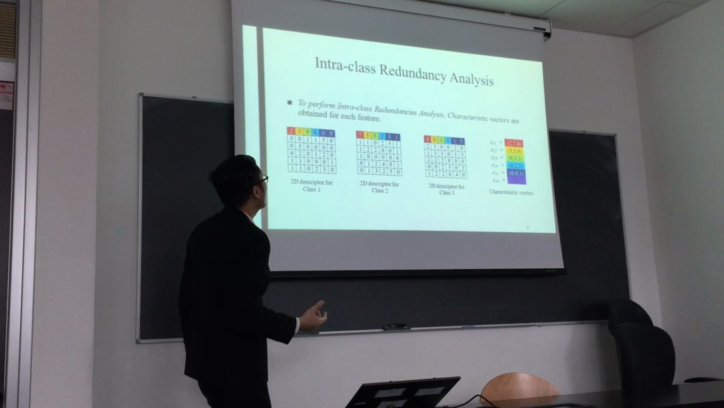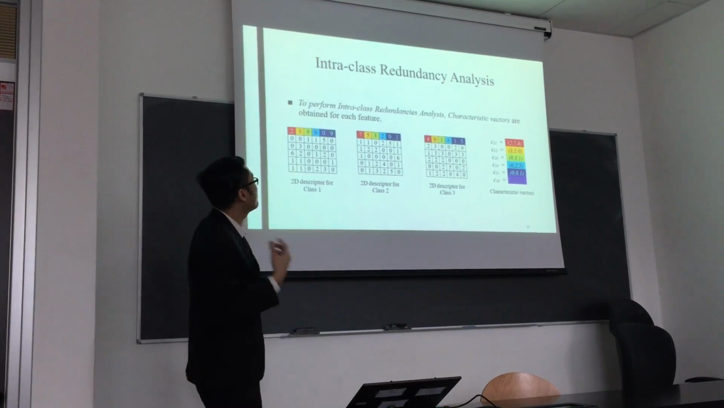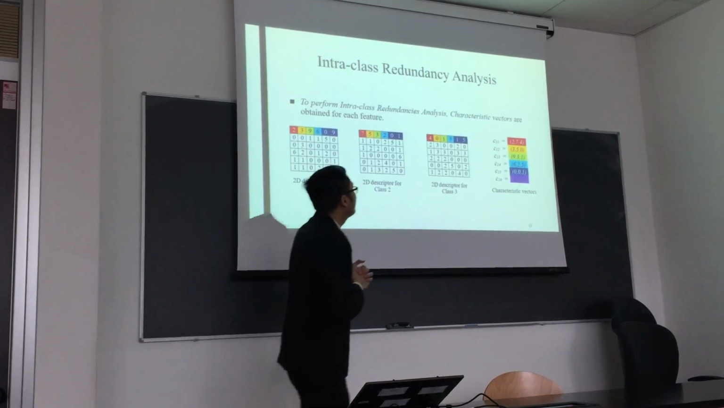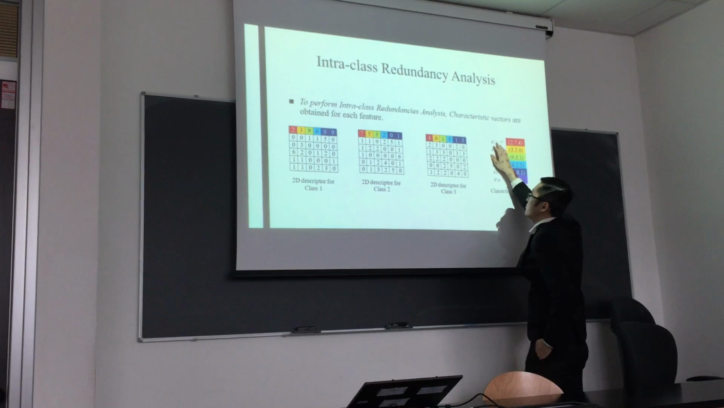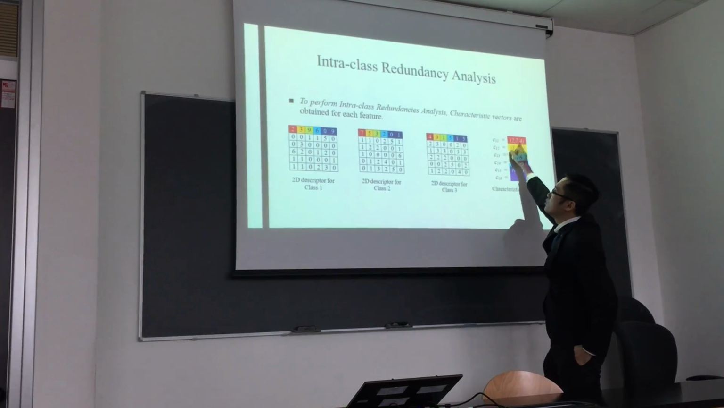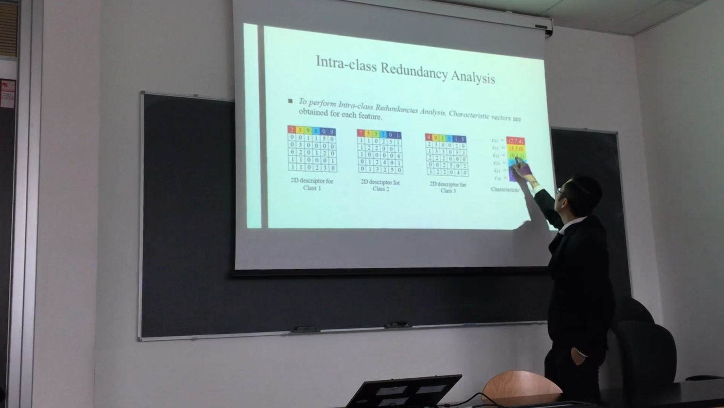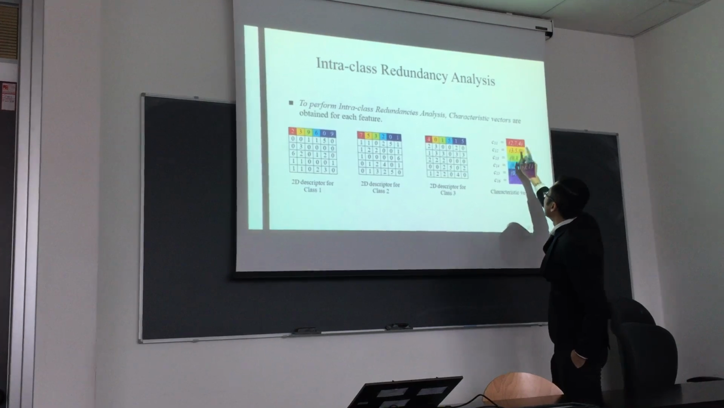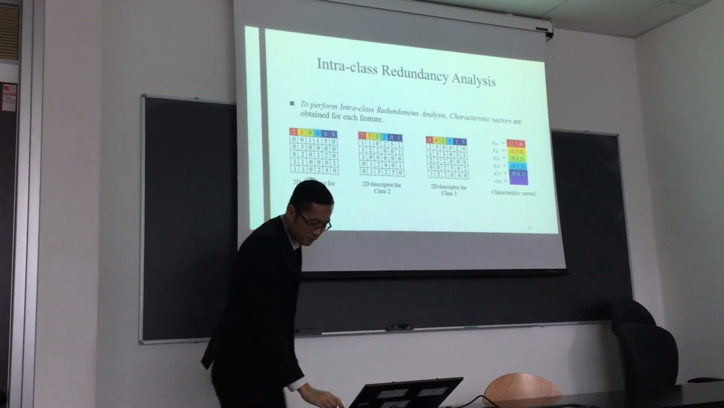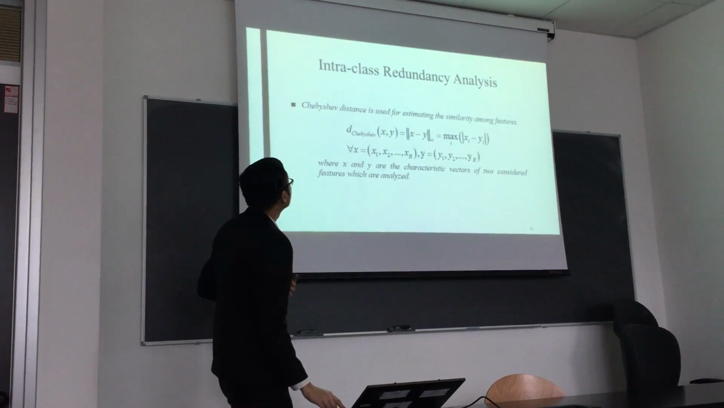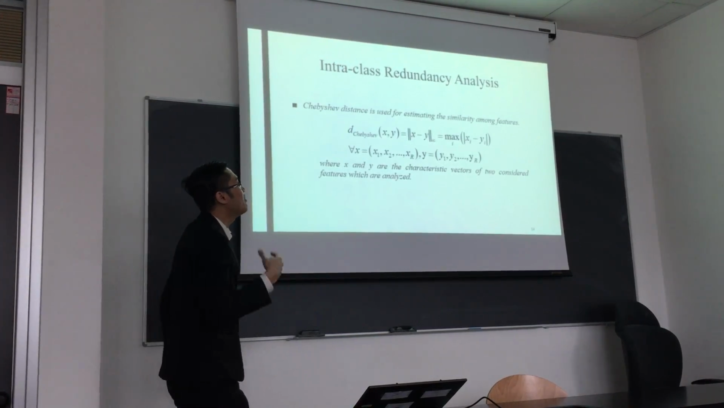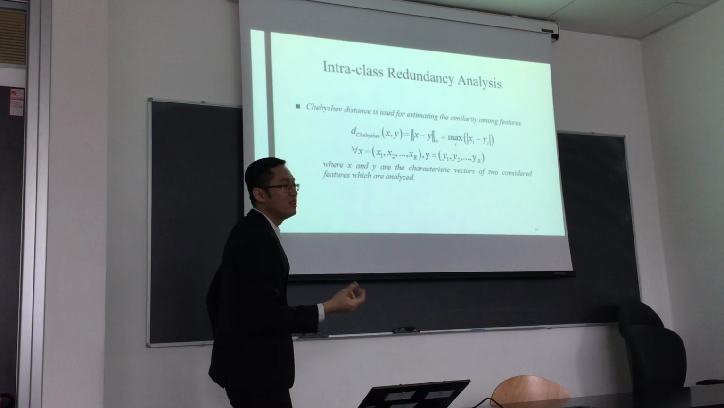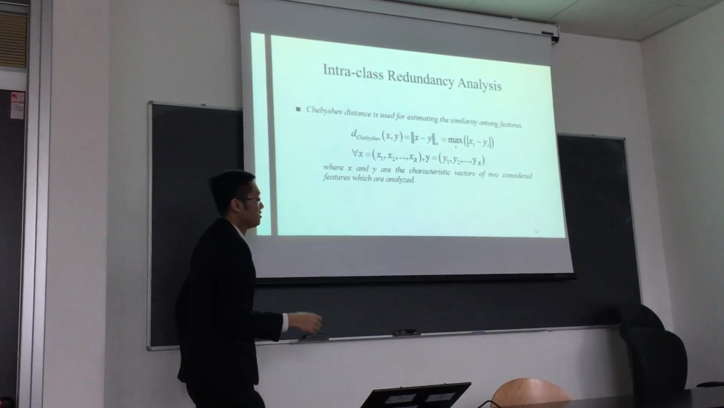Moving to intra-class redundancy analysis. To perform this analysis, characteristic vectors are obtained for each feature. You can see here, for example, the characteristic vector for position 1,1 is 2, 7, 4. It's the red one. And for position 1,2 it is 3, 5, 0. It's the yellow one. So I use the Chebyshev distance for estimating the similarity among the features. The Chebyshev distance is actually the maximum of the differences between features.